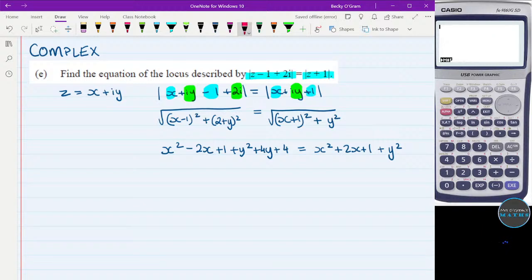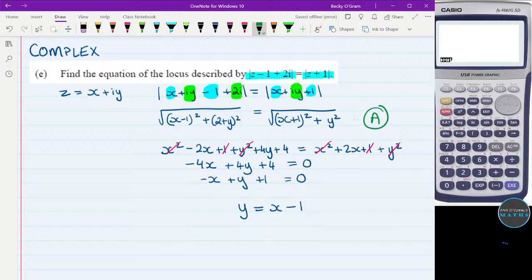Now we can do a bit of cancelling through. We've got an x squared on each side, they cancel, a y squared here, the 1 on each side, and what we end up with is bringing everything to the left. We will have minus 4x plus 4y plus 4 is equal to 0. So minus x plus y plus 1 equals 0. So y is equal to x minus 1. The achieved point in this question was setting up this line here. And merit was the next bit of expanding and doing some simplifying there.